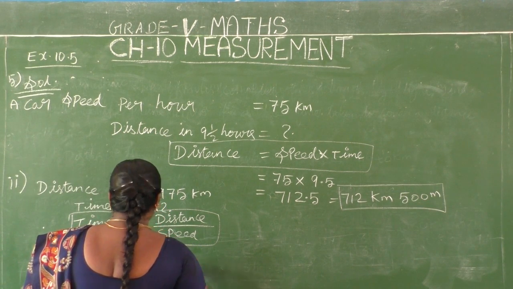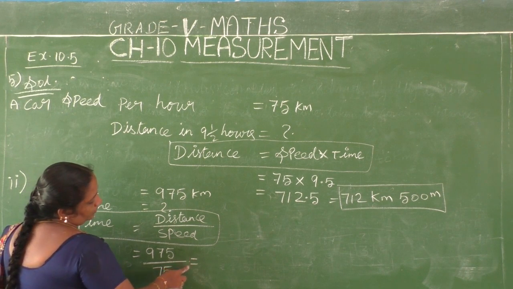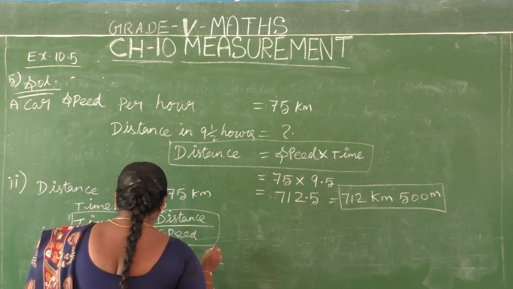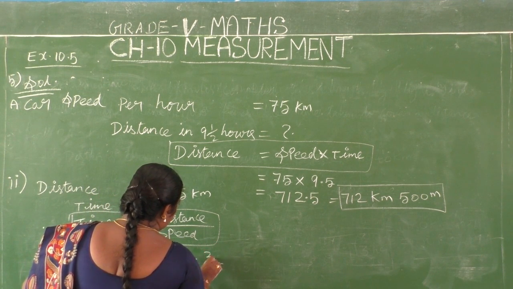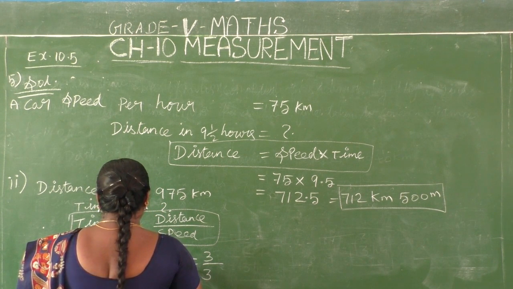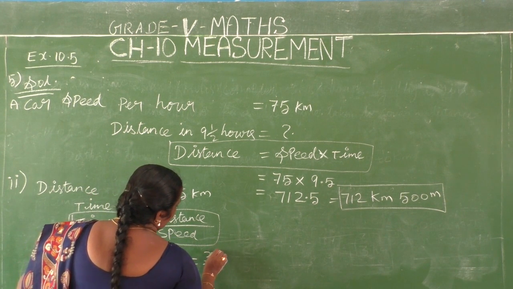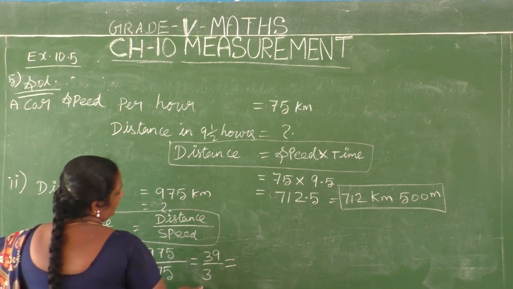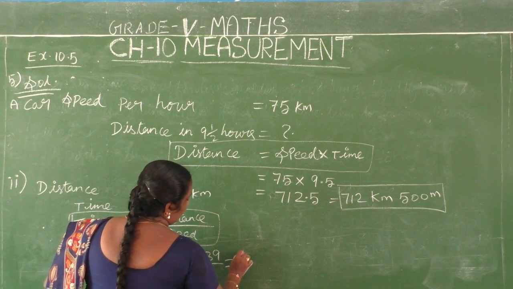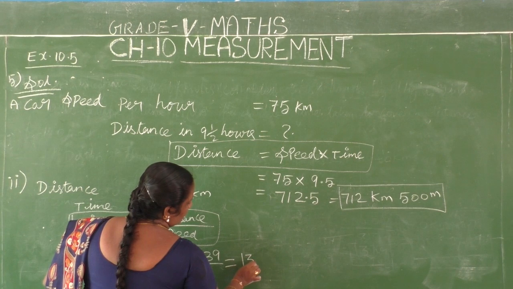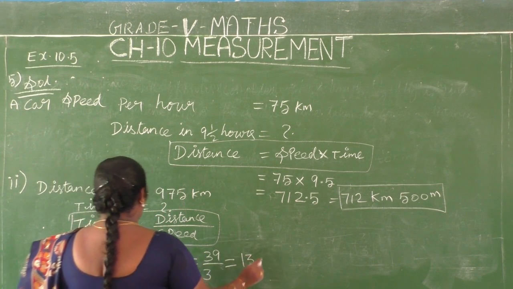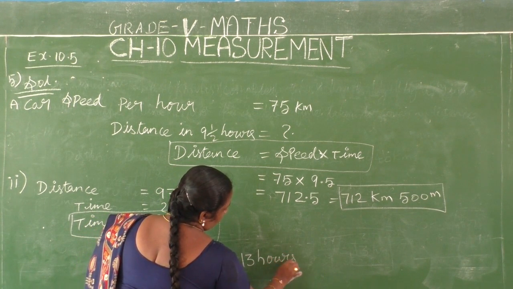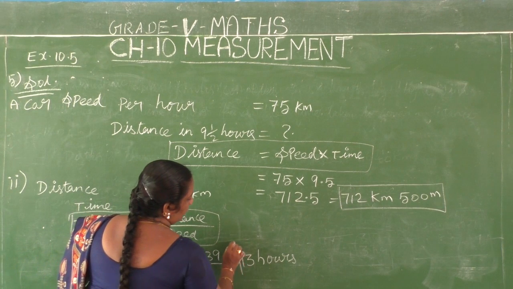So I am going to cancel it by the 25 table. 3 25s are 75, and here in 975, 3 25s are 75. So the remaining is 225. It will come 9 times. So here I am using the 3 table. 1 3 is 3, here also 1 3 is 3. 3 3s are 9. So 13 hours. What is the timing? 13 hours is the answer.